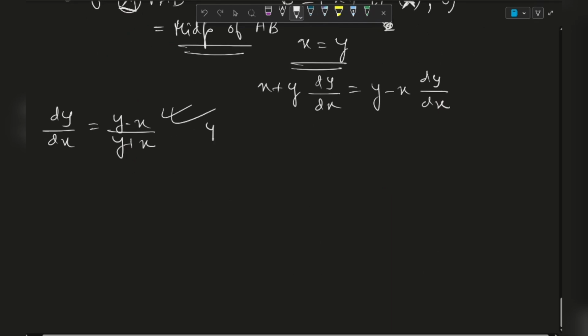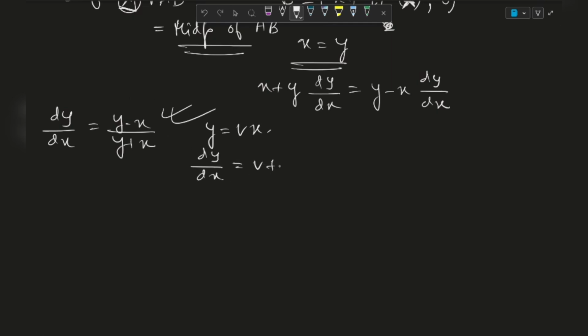If you put y as vx, you will understand that this is a homogeneous differential equation. So basically dy by dx is v plus x dv by dx. That is equal to, y is vx, so if you put this here, those two things will get cancelled. So this is v minus 1 by v plus 1. I hope you can understand what I mean.